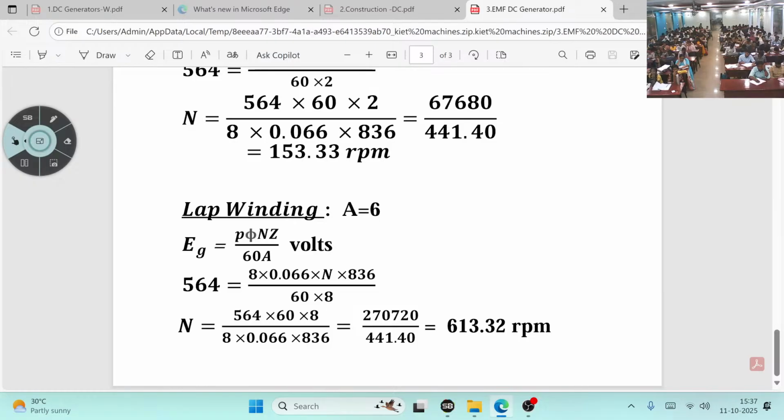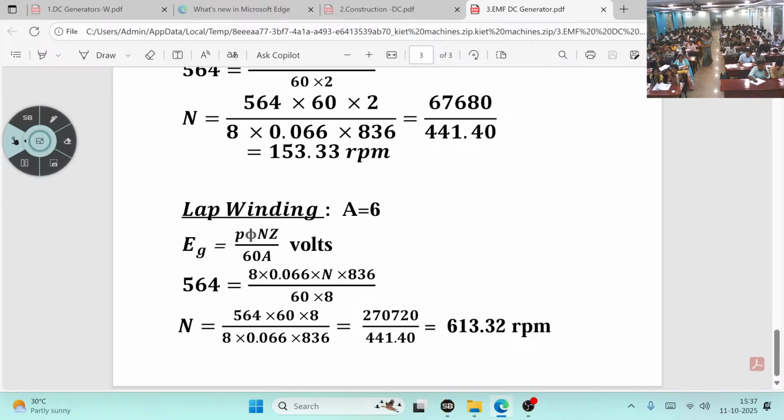In the given question, is he asking about lab or wave? Both. The question is asking about wave or lab? Lab, then it is 613. If lab connected, we will get 613 revolutions per minute. So the rotor will rotate at 613 revolutions. Okay.